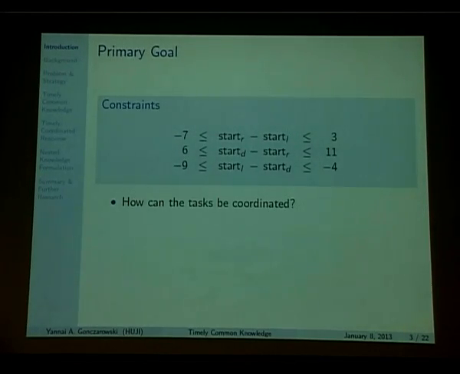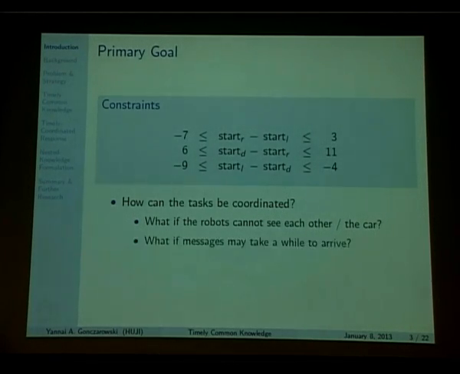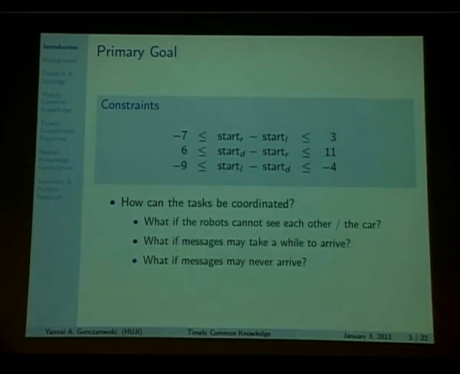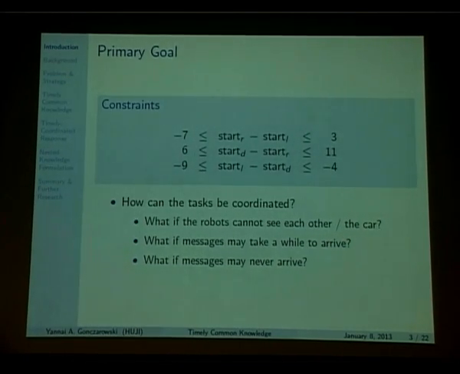Why am I here? So the question is a bit difficult if you ask yourself the following questions. What if the robots can't see the car when it enters, or can't see each other? What if messages between the robots may take a while to arrive? What if messages between the robots may not arrive at all? In these cases, it's far more tricky to coordinate these actions. For example, if the drying robot can't see anything, can't sense anything, can't communicate with anyone, obviously this can't be solved. And we obviously don't want any robot to just always wash or always dry or something like that.